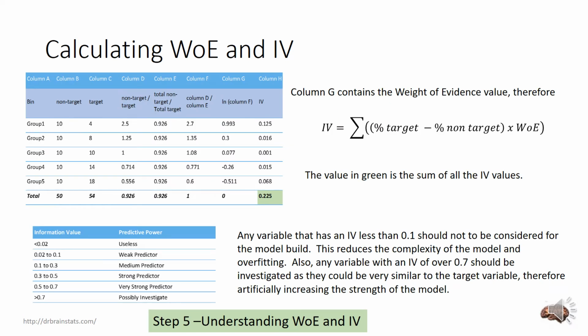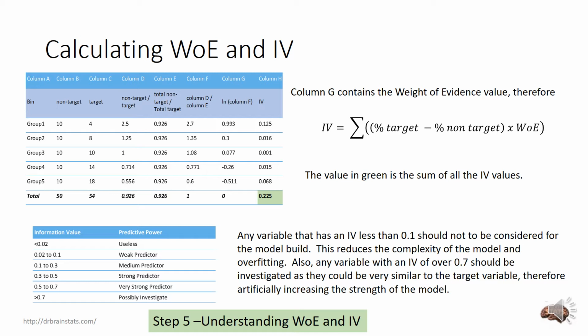As mentioned previously, information value contains weight of evidence. So now we can see, applying the formula, as long as we add up all the values for the IV for each bin, we can get our information value.